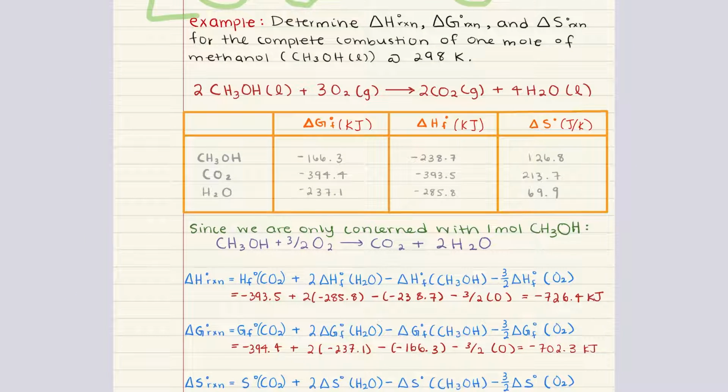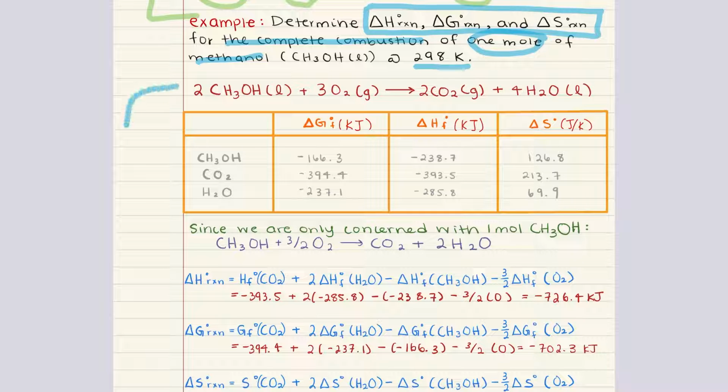This problem wants us to look at the complete combustion of 1 mole of methanol at 298 Kelvin and determine the following values. Here we're given the balanced chemical equation for the combustion of methanol, and we're given a table full of values. Here we're given the standard enthalpies of formation, the standard Gibbs free energies of formation, and the standard entropy for methanol, carbon dioxide, and water.